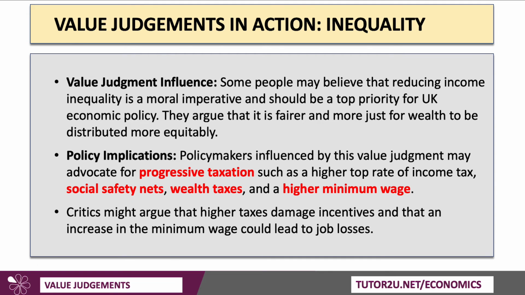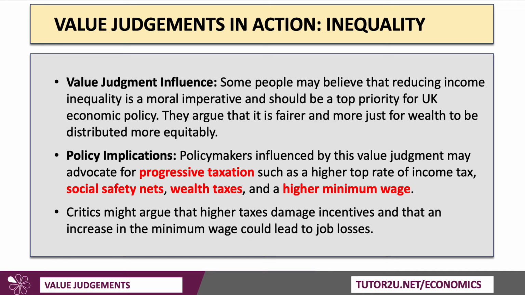Here are two examples. One is income and wealth inequality. Now, some people believe the value judgment that reducing income inequality is a moral imperative, should be a significant priority for UK economic policy. Government should be elected on the claims of being able to make the gap between rich and poor smaller. So they argue that it's fairer and more just, it's more equitable for income and wealth to be distributed more equitably. That's the value judgment. Now, from a value judgment, there's a policy implication.